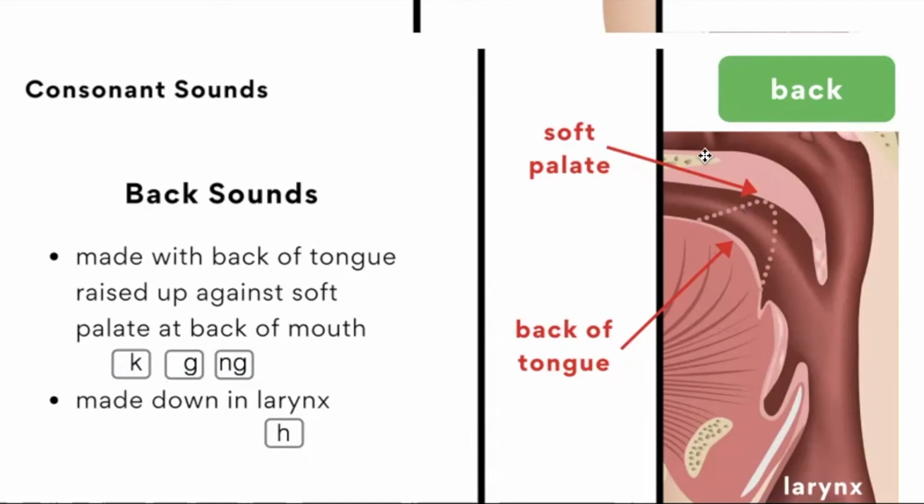Now this white bit up here is bone. That's the hard palate. And we can see that by now it's just pink because it's just soft tissue or the soft palate. And this little thing here that dangles down, that's the uvula.